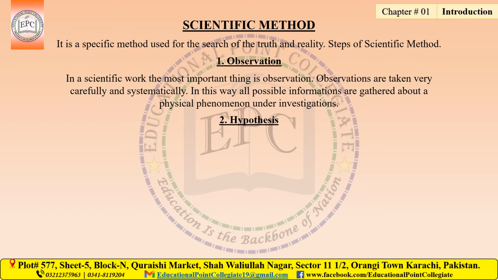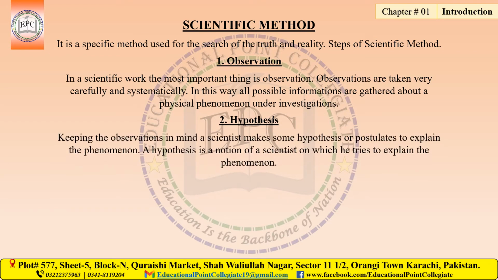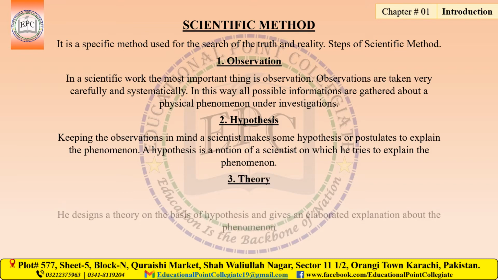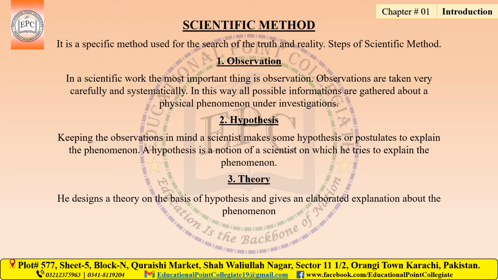2. Hypothesis. Keeping the observations in mind, a scientist makes some hypothesis or postulates to explain the phenomenon. A hypothesis is a notion of a scientist with which he tries to explain the phenomenon. 3. Theory. He designs a theory on the basis of the hypothesis and gives an elaborated explanation about the phenomenon.